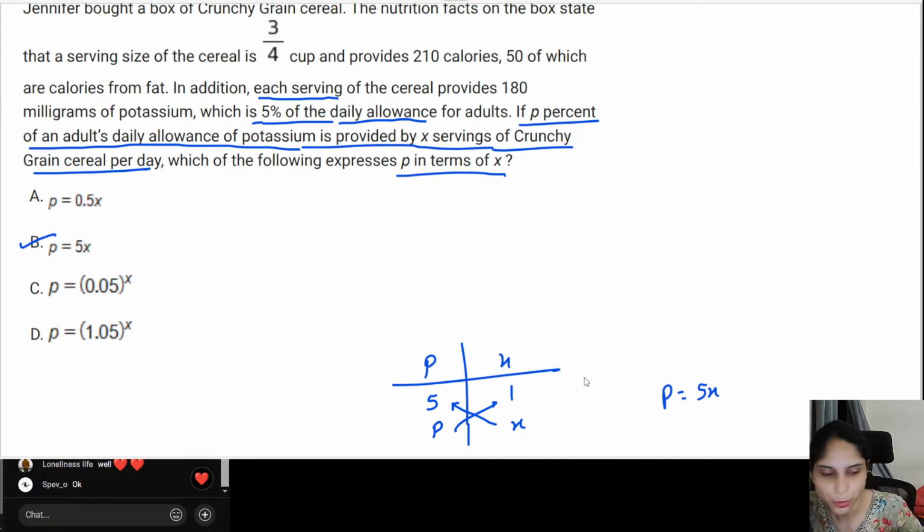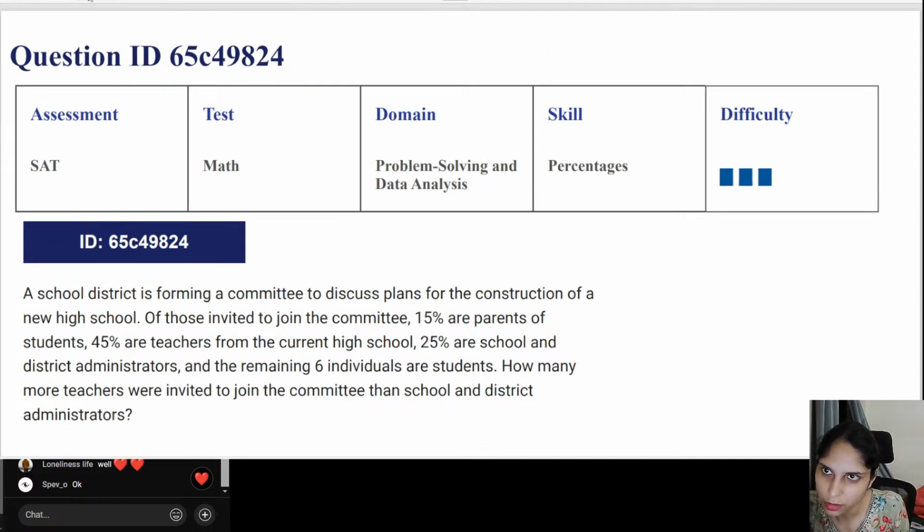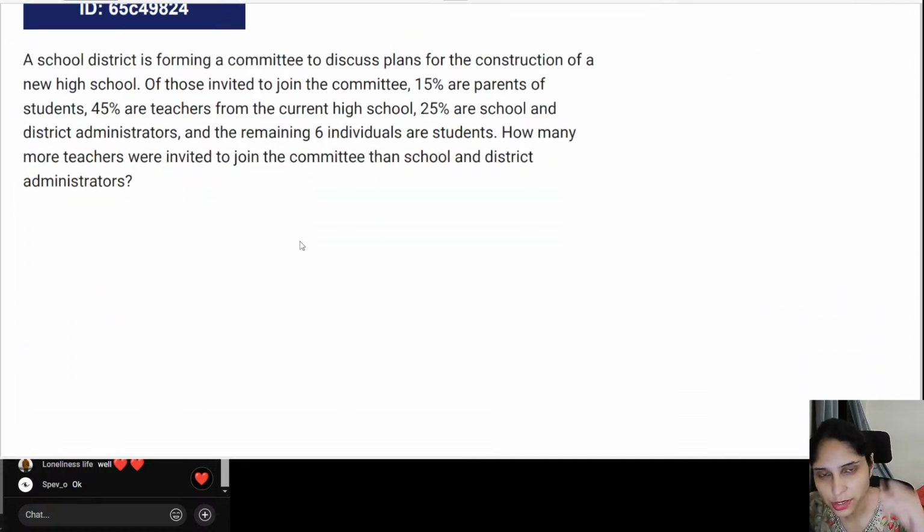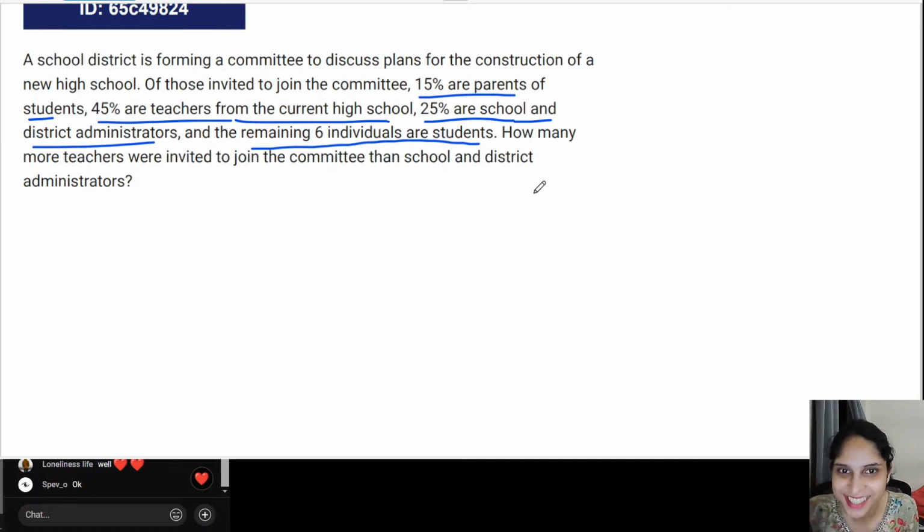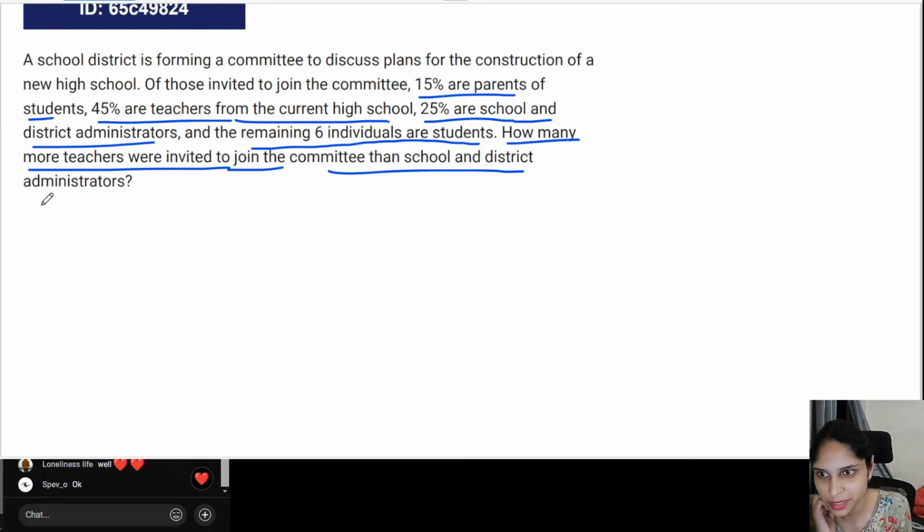Now the next is question number 2. A school district is forming a committee to discuss plans for construction of a new high school. Of those invited to join the committee, 15% are parents of students, so 15% are parents. 45% are teachers from the current high school, okay? 25% are school and district administrators, okay? And the remaining 6 individuals are students. How many more teachers were invited to join the committee than school and district administrators?